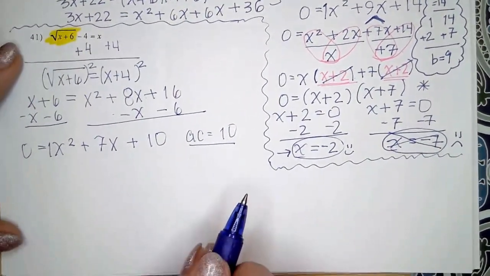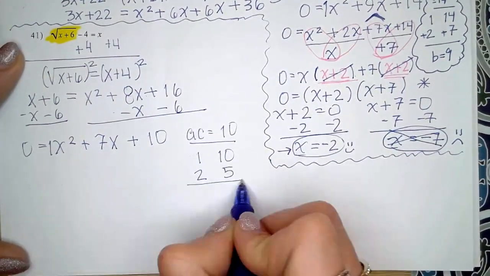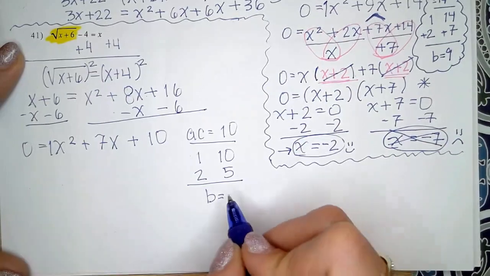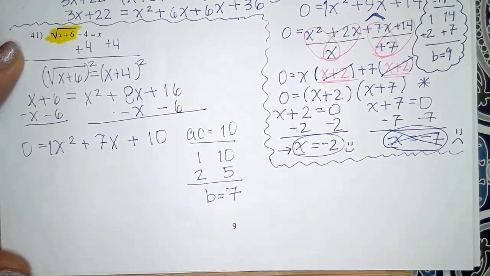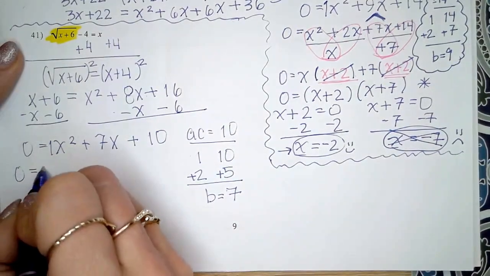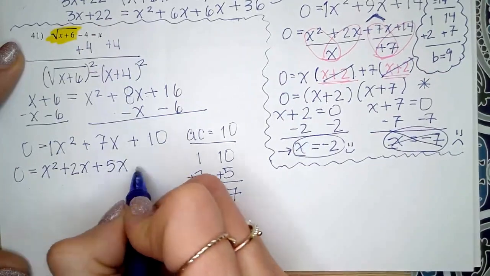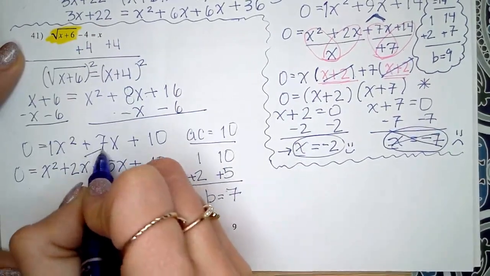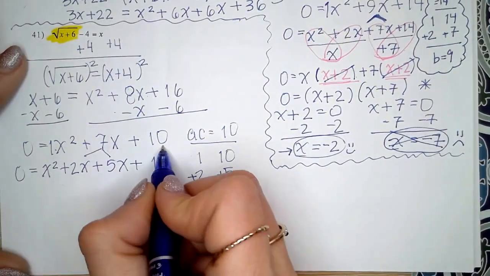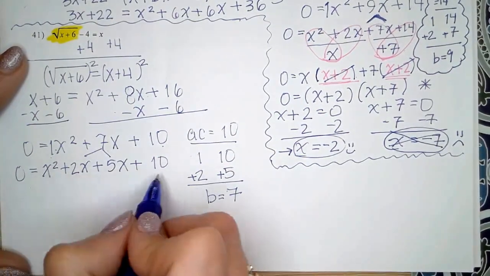Now I want to know what multiplies to give me 10 and adds or subtracts to give me B, but it needs to give me 7. That would be a positive 2 and positive 5. 0 equals x squared plus 2x plus 5x plus 10. Because remember, we use our middle term. We had F and L for the FOIL, but we only had a middle term, not F, O, I, and L. So we built our quad.